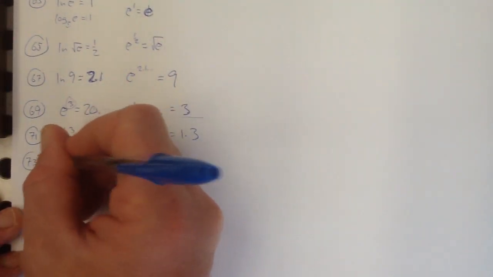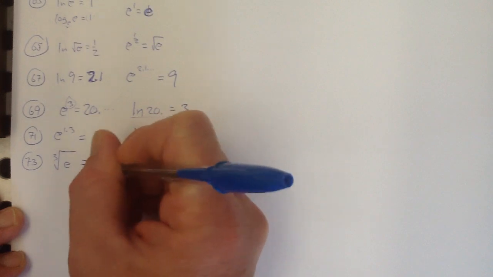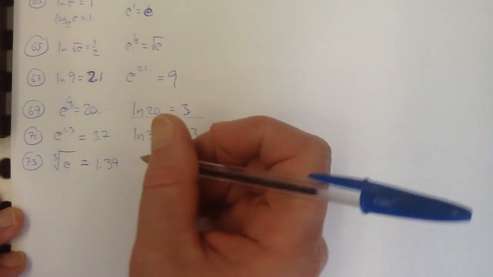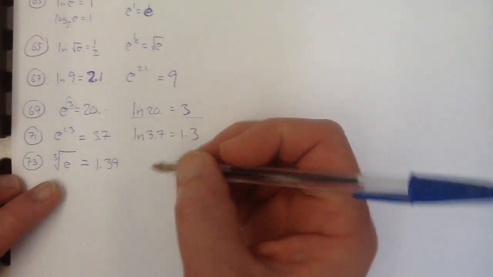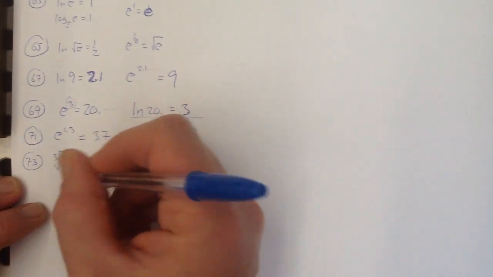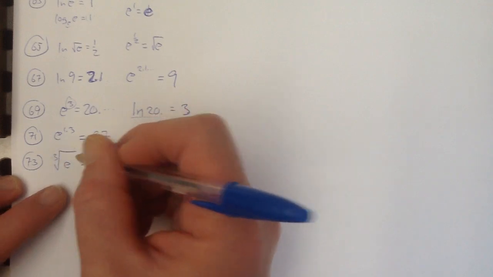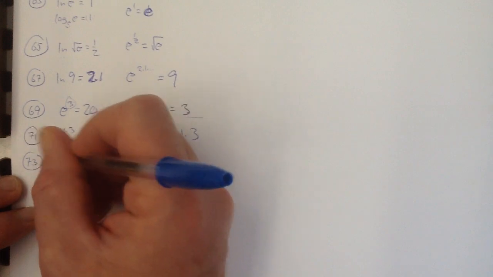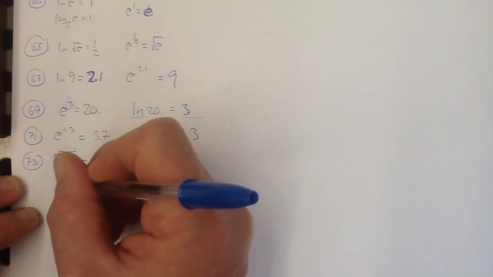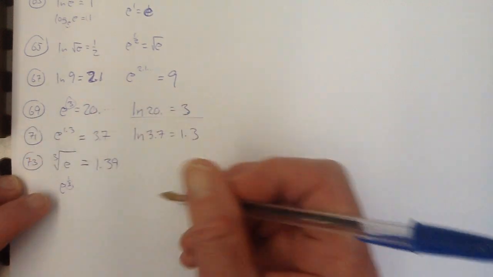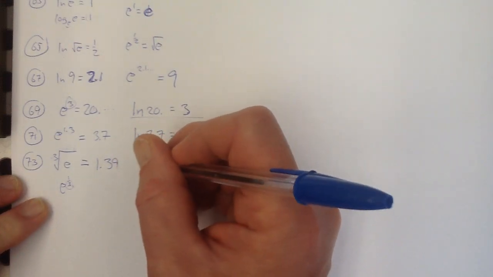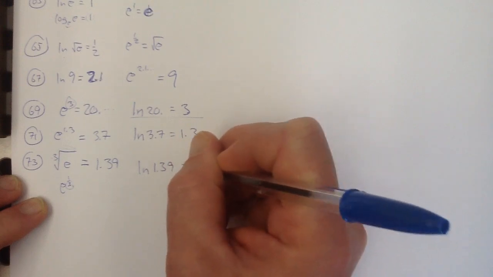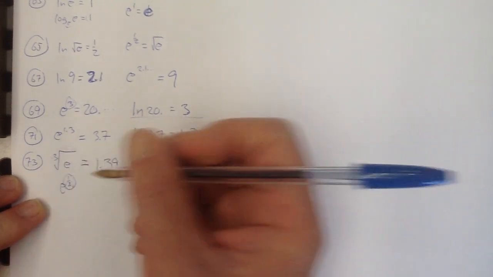The cube root of e is equal to 1.39 and so on, because what's the exponent that this is getting raised to? This is getting raised to the 1/3 power, right? The cube root of e is the same as e to the 1/3. The denominator is the root. So that means that the natural log of 1.39 is 1/3, because that's the exponent.